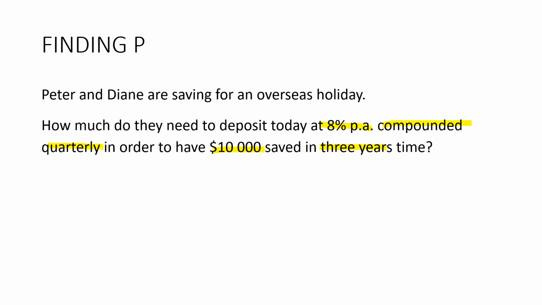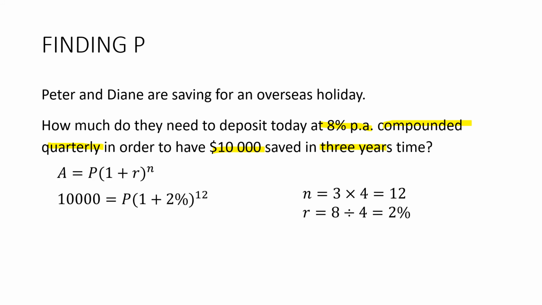It's A. All right, before we go into the formula, what we want to do is change R and N. N is 12 quarters and R is 2%. Here's our formula. Let's substitute it in. Okay, what have we got here? A is 10,000. We don't know P. R is 2%. N is 12.